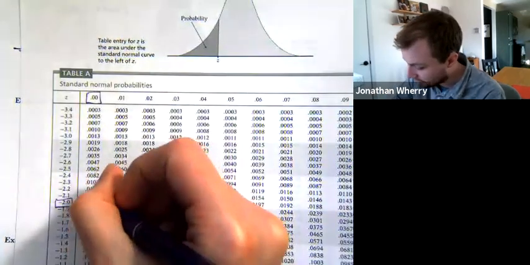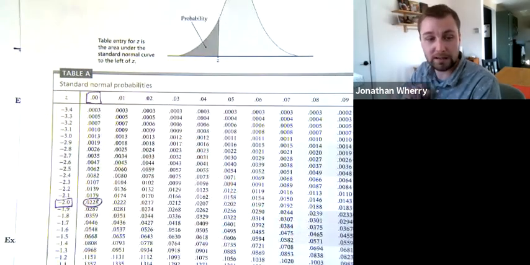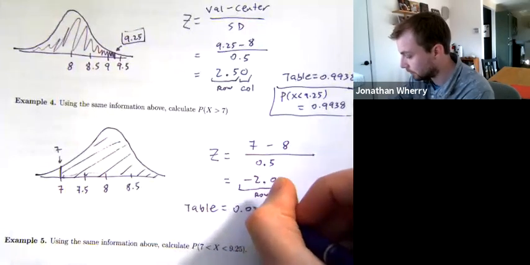When I do this, this gives me 0.0228. I'm going to write that down. The table value was 0.0228.